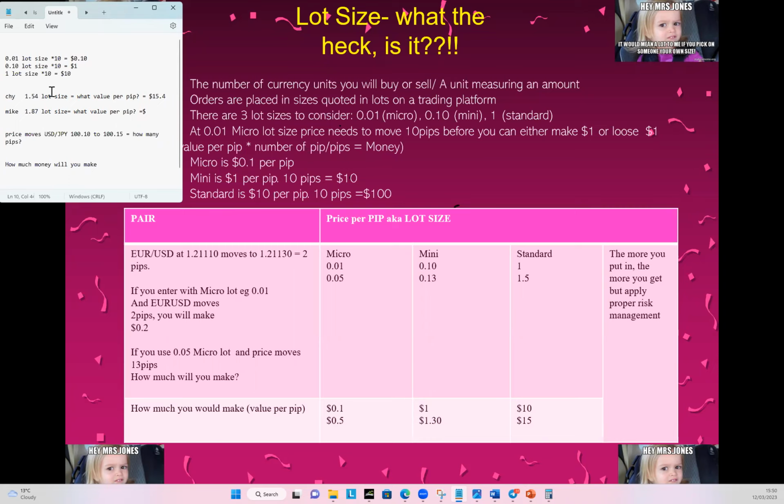1.87 lot size. What is the value per pip? Based on this formula, to get your value per pip, what do you need to do? You just need to times it by 10, right? What's the answer? Give me a minute. It's 1.87, right? Sorry, what's the answer?